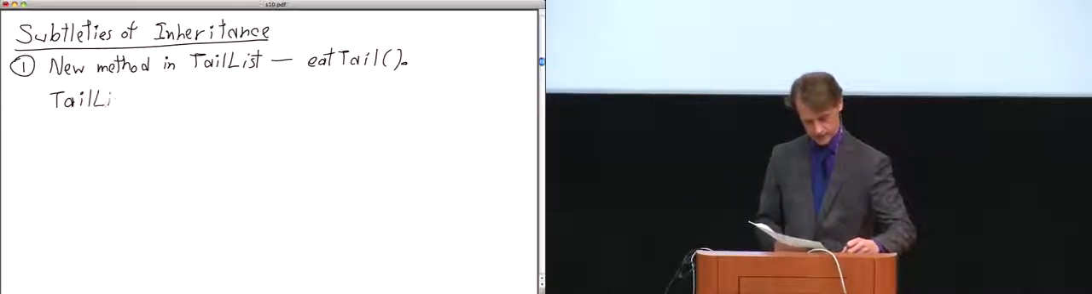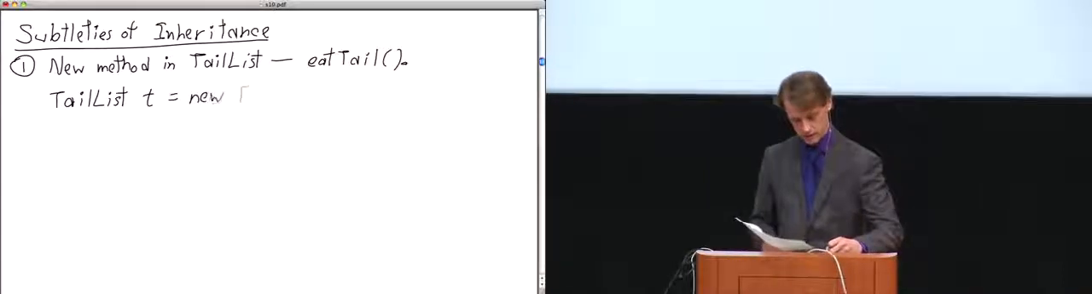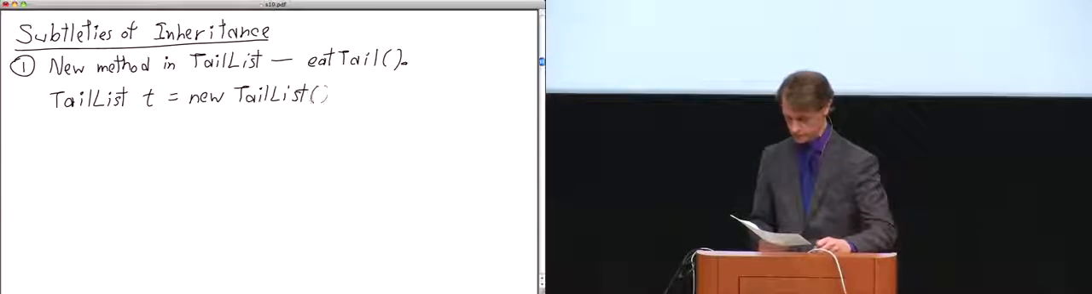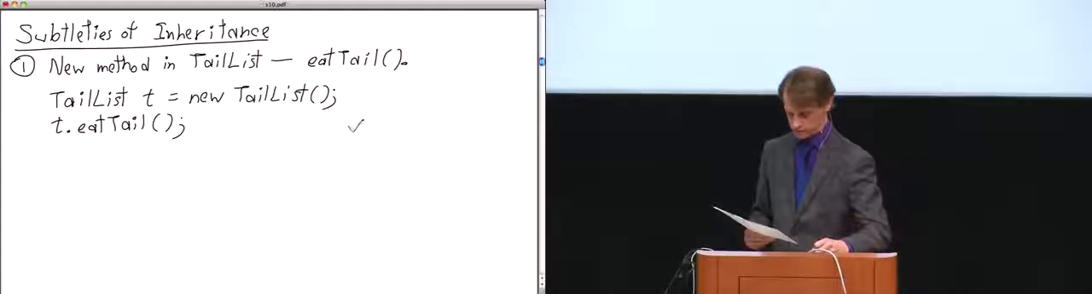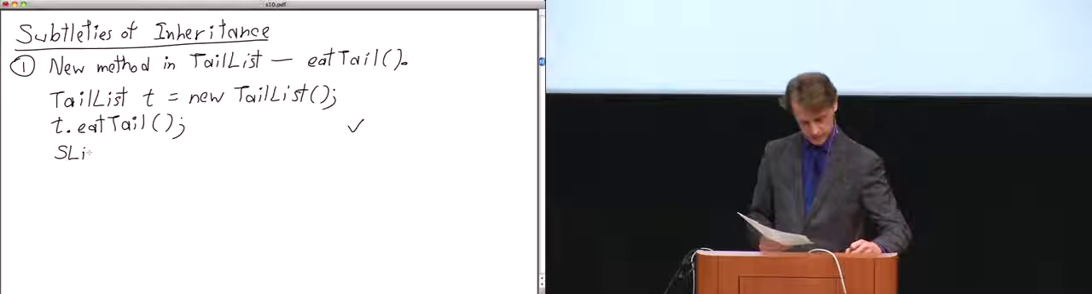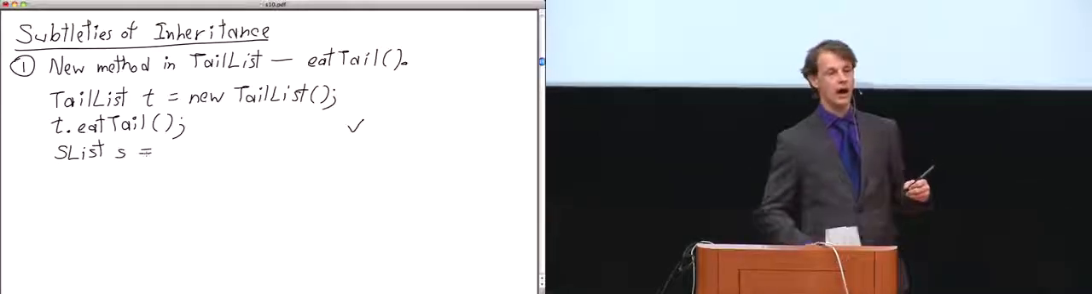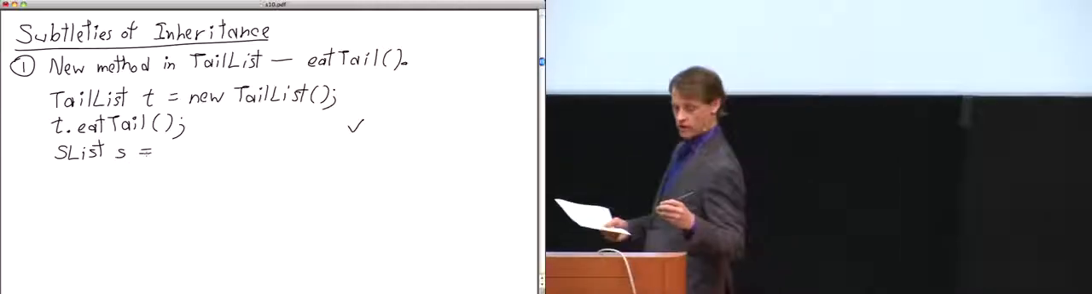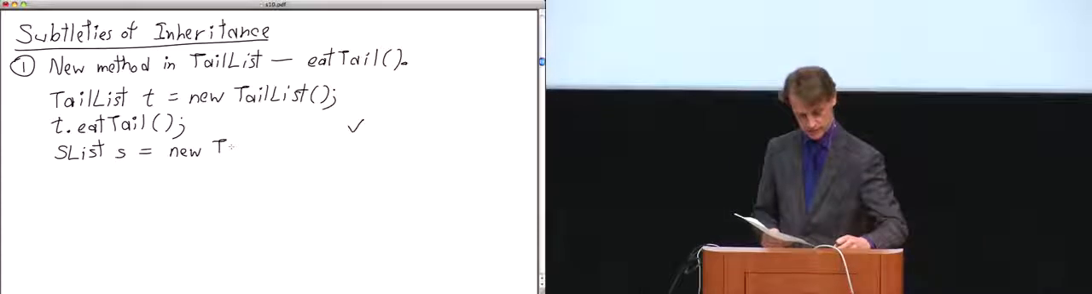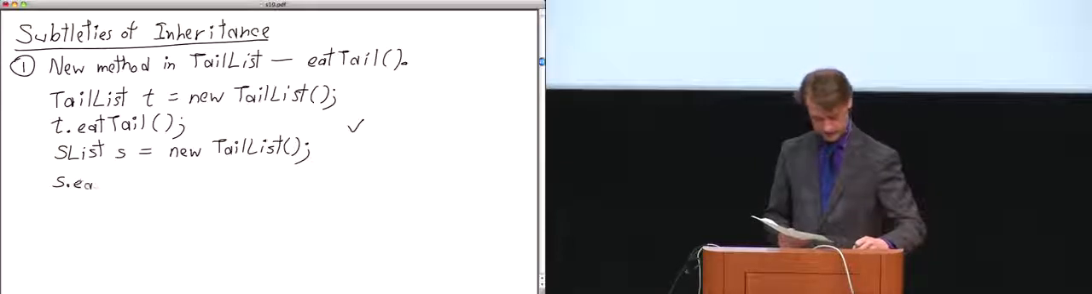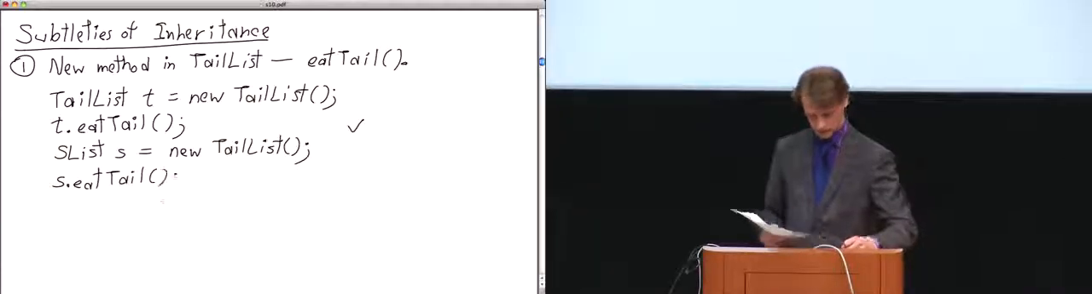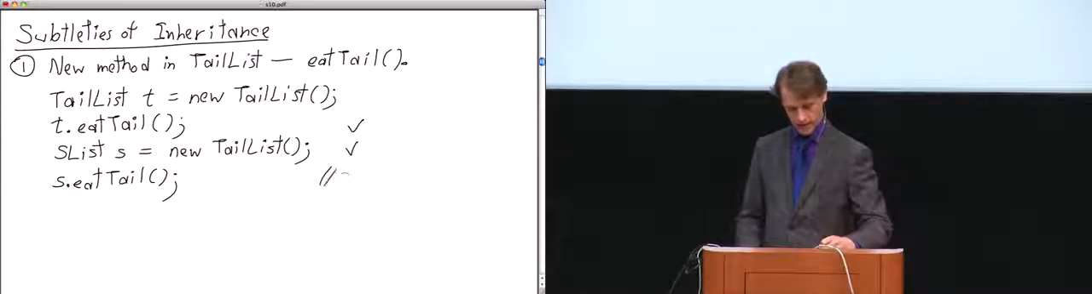So if I write TailList t equals new TailList, and then I write t.eatTail, then that compiles and runs, no problem. Now suppose I declare a variable of static type SList, but I make it point to a tail list. So the dynamic type is tail list, just like it was before. So we know that since it's a tail list, it has an eatTail method. And now I call s.eatTail again. Well, now I get a compile time error.